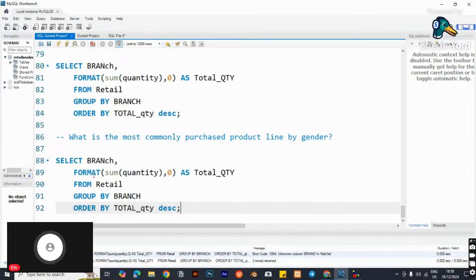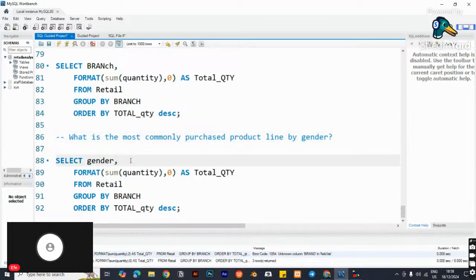So we say select gender, right? Select gender. So which is the most commonly purchased product line? So we want to compare two variables now. Which is the most commonly purchased product line, all right, by gender. So we're making a comparison here.